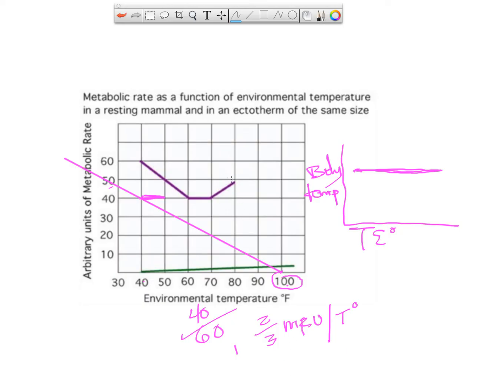What no one knows too much about is how in a cold adapted animal this cost of staying cool line will change. It's just not predictable. I will never ask you to describe a change in this line unless I give you the specific numbers telling you how it's changed, because we can't predict how it will change.